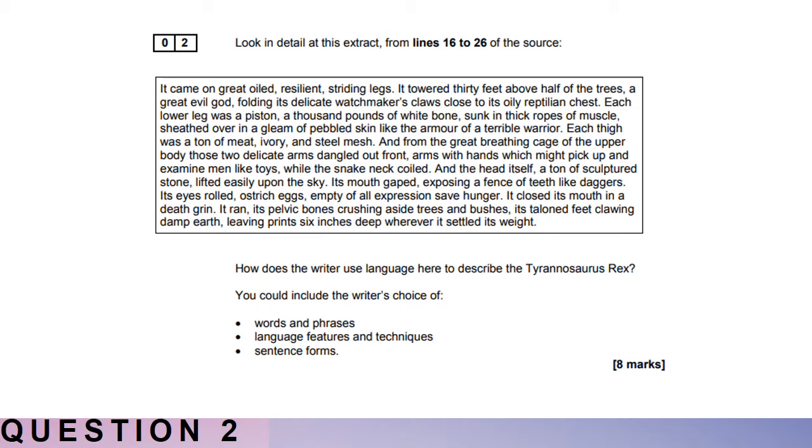So let's read through it, and remember we're thinking about how the writer uses language here to describe the Tyrannosaurus Rex. Whilst I read it through, you might find it helpful to start underlining or highlighting on your copy of the insert or the question paper things that you find particularly interesting.